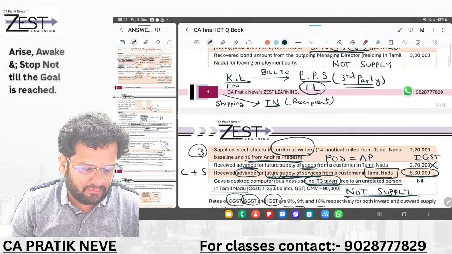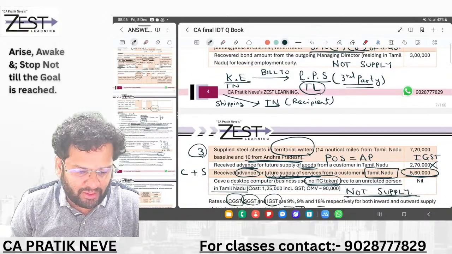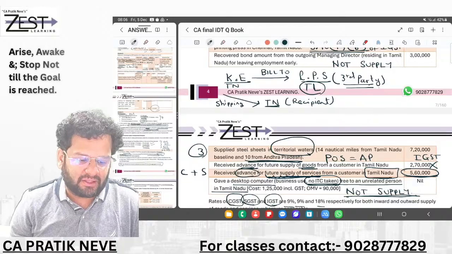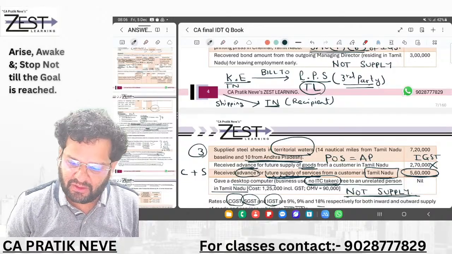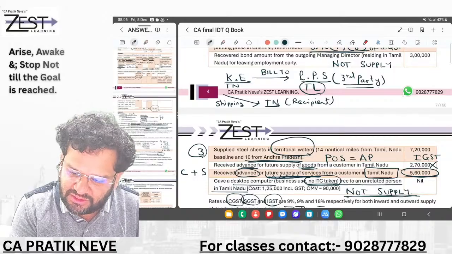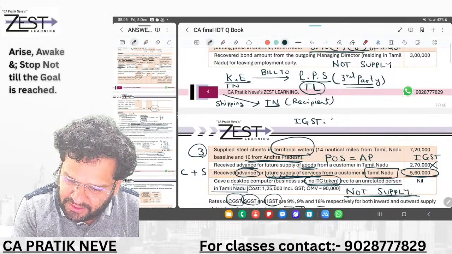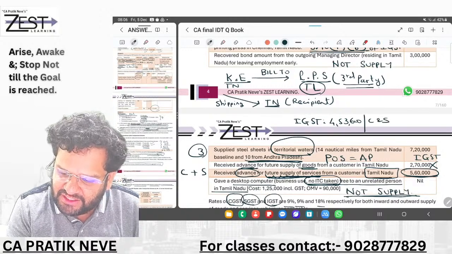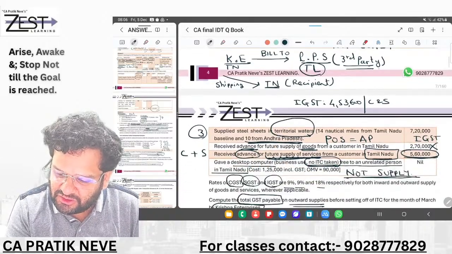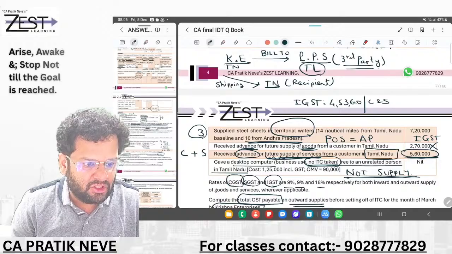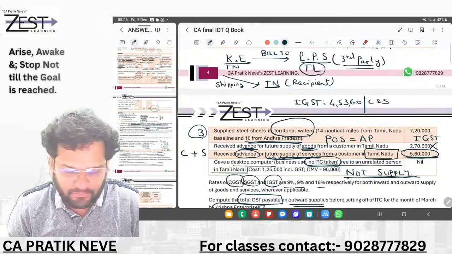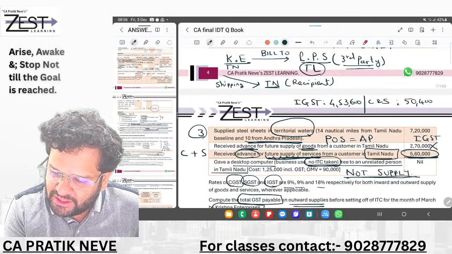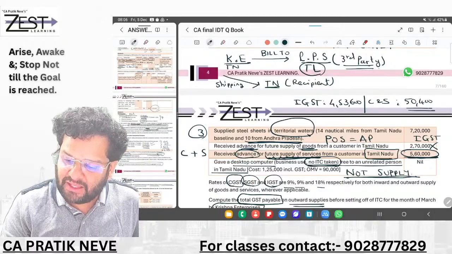So 18 lakh plus 7 lakh 20,000, that is 25 lakh 20,000. On 25 lakh 20,000, calculate GST at 18%. Okay, 4 lakh 53,600. IGST will be 4,53,600, and CGST and SGST will apply to only one transaction, that is this 5,60,000. So do 5,60,000 into 9% each, that is 50,400 each of CGST and SGST.